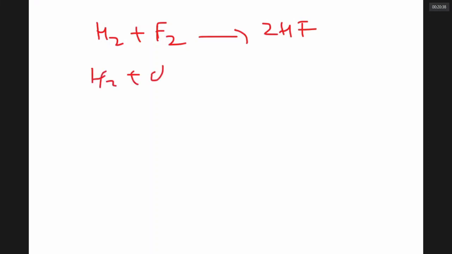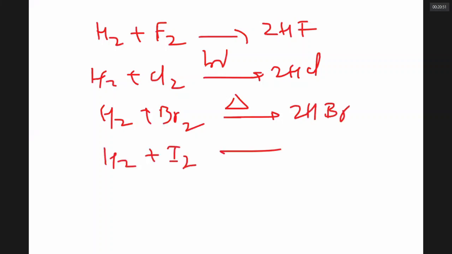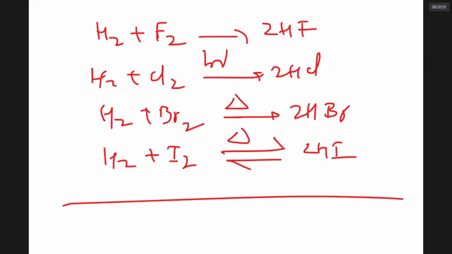Notice, hydrogen and fluorine can react even in darkness with explosive violence, but hydrogen and chlorine react only if there is light. And hydrogen and bromine will react only if you strongly heat. The hydrogen and iodine reaction happens only on heating, but that is reversible. So the reactivity of halogens with hydrogen decreases down a group, that's for sure.